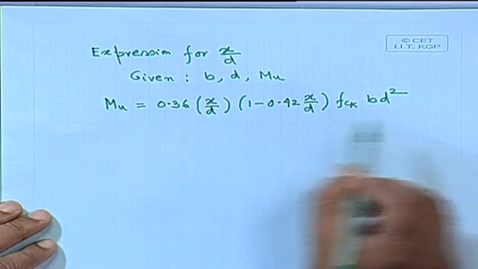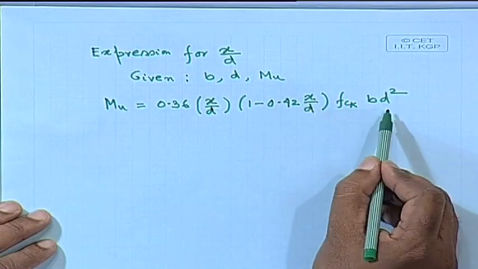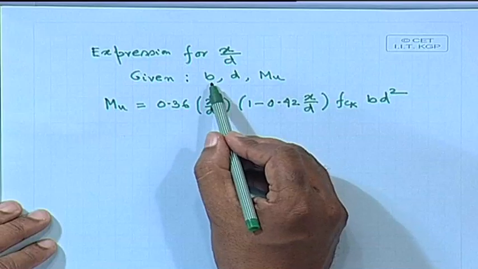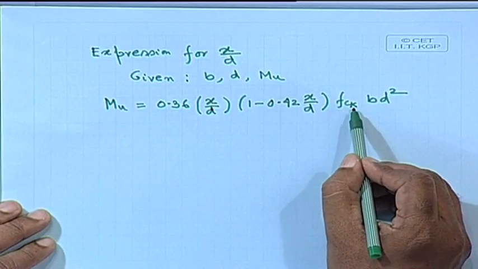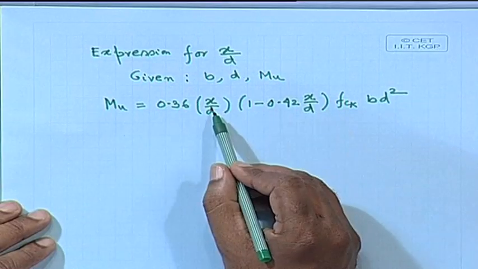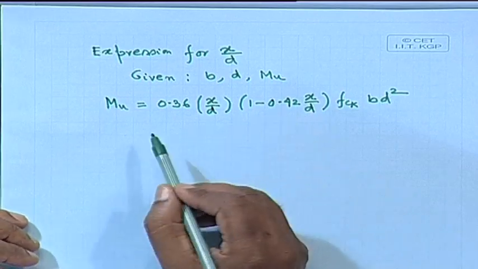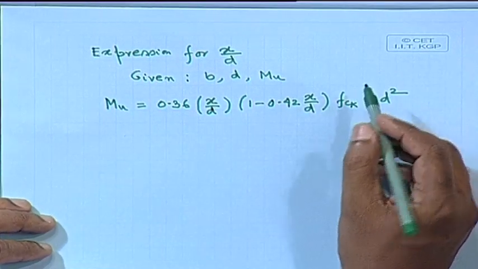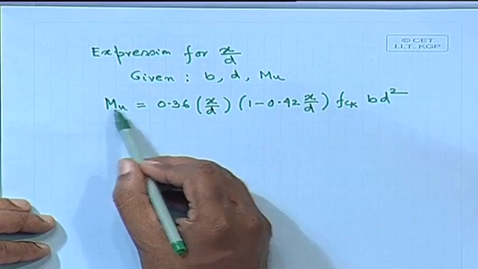Already we have derived this equation, Mu equal to 0.36 x by d, 1 minus 0.42 x by d, fck bd square. We know b, d, Mu, and also fck. Therefore, from this expression we can get x by d. It is a quadratic equation. In any book you can get the closed form solution, but I think that is not required. You just put the values, get the quadratic equation and find out x by d.